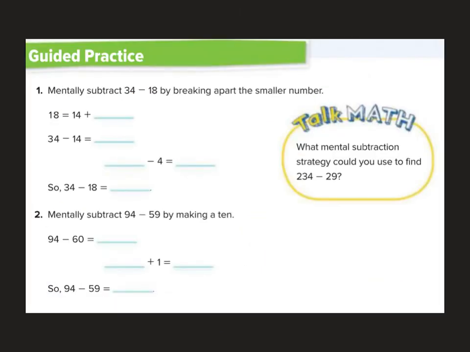Okay, mentally subtract 34 minus 18 by breaking apart the smaller number. So 18 equals 14 and a 4. Why would I pick 14? Because I see a 4 in 34, so I want to match that number. If I'm taking 34 minus something, I want to match the 4. So I'm going to subtract 14, and then I can subtract 4 more.